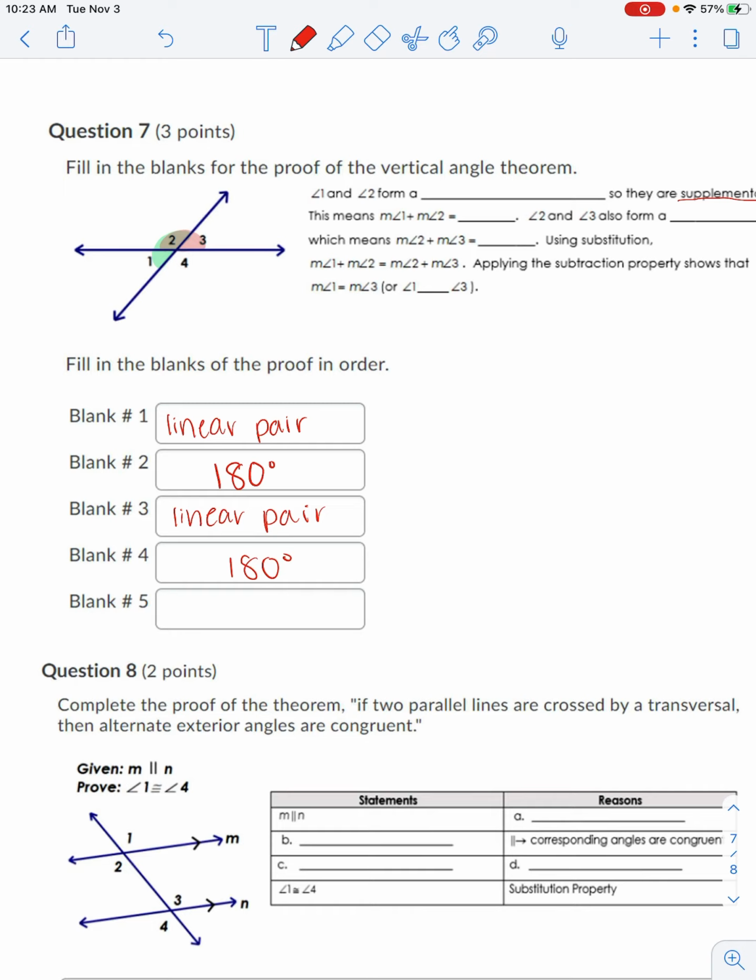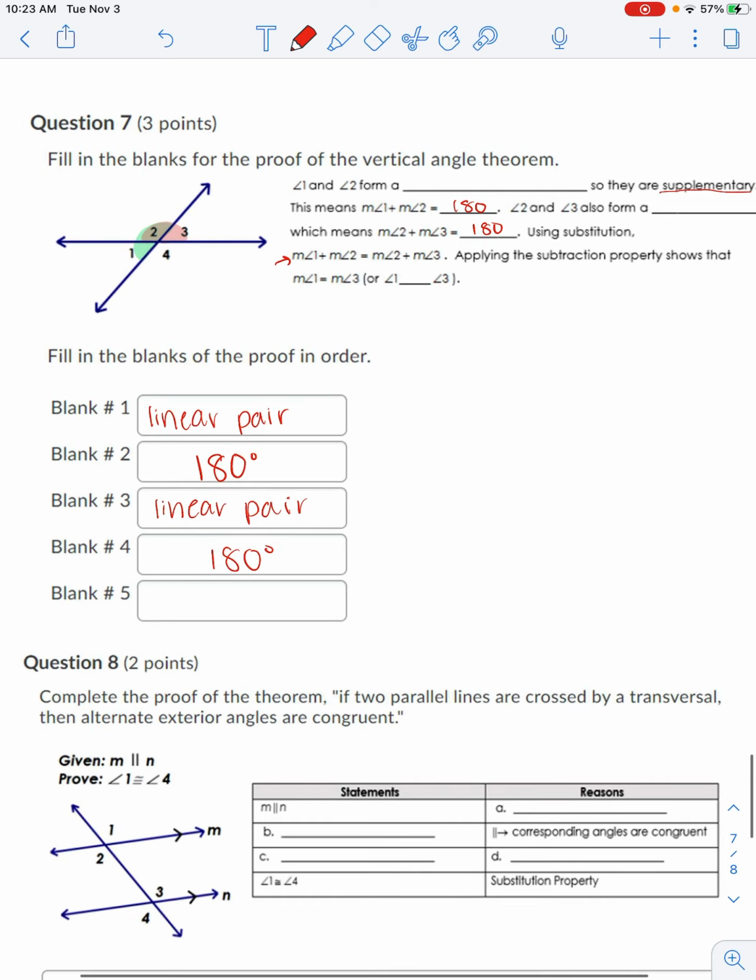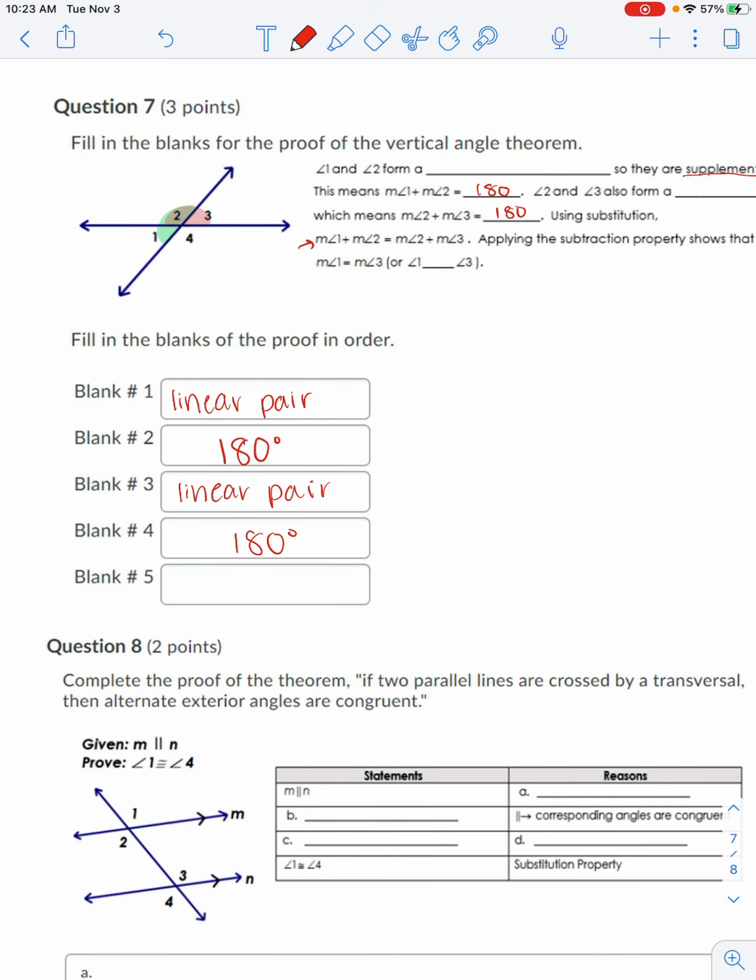Using substitution, we can see that the measure of angle 1 plus the measure of angle 2 must be equal to the measure of angle 2 plus the measure of angle 3. And the reason this is true is because they both equal 180. So they must be equal to each other. Applying the subtraction property, we know that the measure of angle 1 equals the measure of angle 3. Sorry, I meant to say angle 3 up here as well. But remember, when we're not talking about measures anymore, we have to then switch over to using congruent.